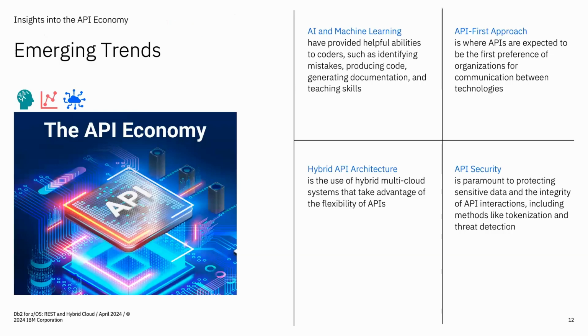So, continuing notes on the API economy, a few emerging trends also popped up. This was in a report called Insights into the API Economy. This first one is where I left off from the last slide on Gen AI. AI and machine learning have provided a lot of helpful availabilities to coders, programmers, and developers. I'd really be curious if you have any experience using Gen AI right now.